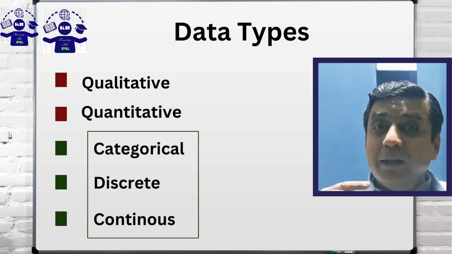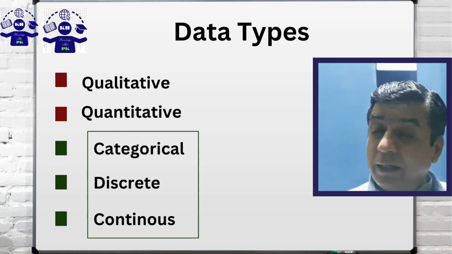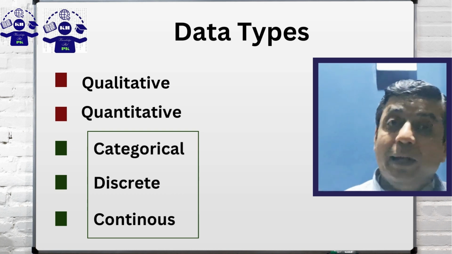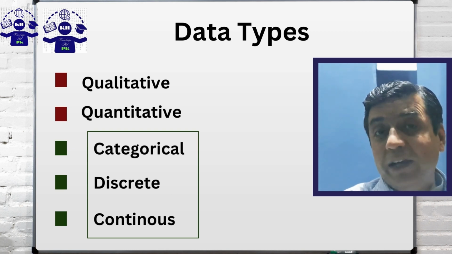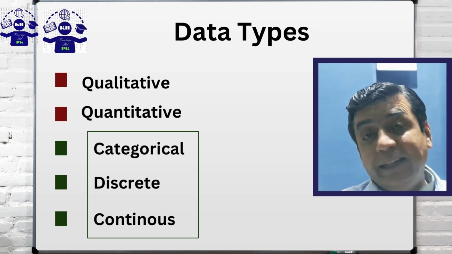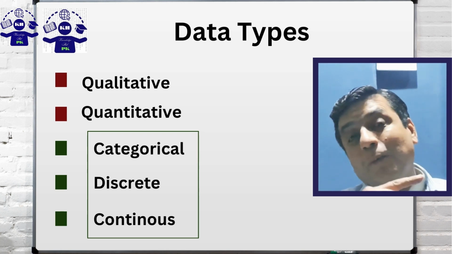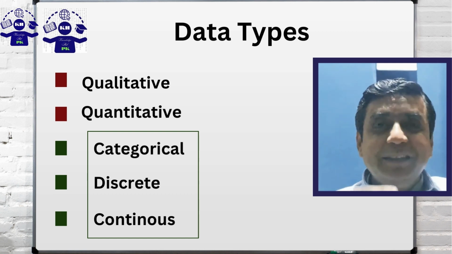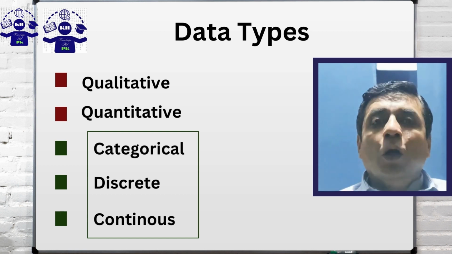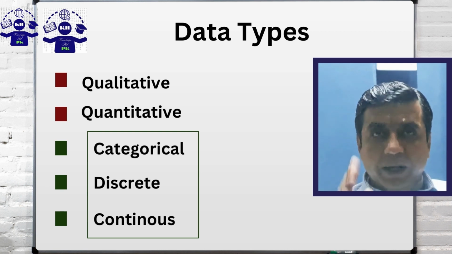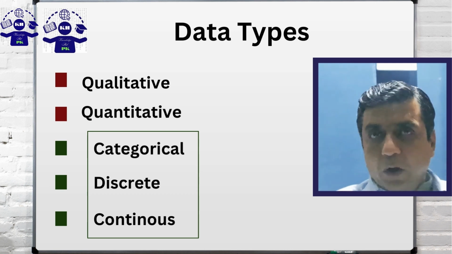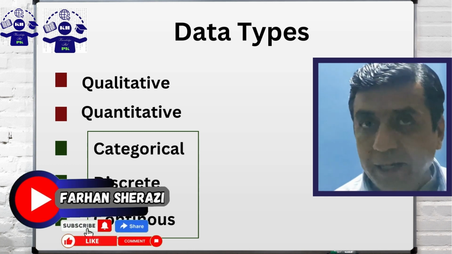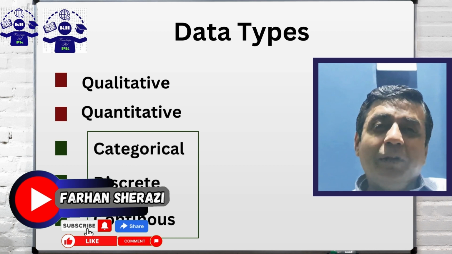For example, 35.5 degrees centigrade temperature, and then the next range is going to start from 35.5 to 40 degrees centigrade, and then the next range is going to start from 40 degrees centigrade to 45 degrees centigrade. So this is basically continuous data. So once we know that we are going to be confronted with categorical data, discrete data, and continuous data, now it's time to think about presenting the data.